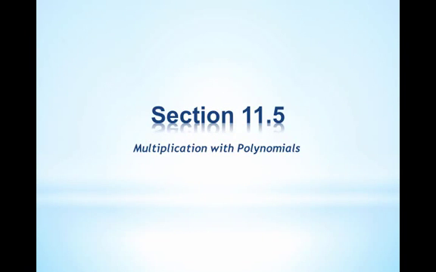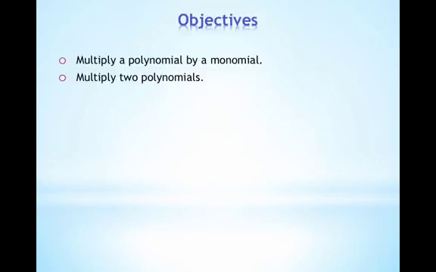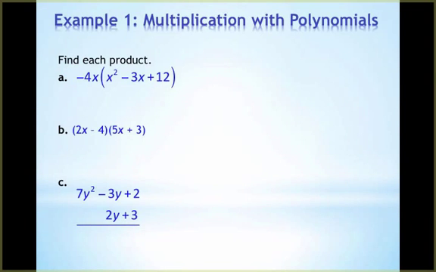Section 11.5, Multiplication with Polynomials. In this video, we're going to learn to multiply a polynomial by a monomial and to multiply two polynomials. In our first example, we want to multiply negative 4x times x squared minus 3x plus 12.